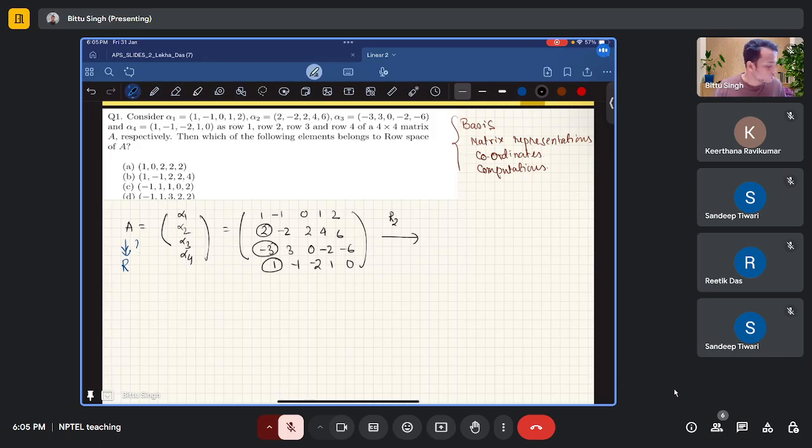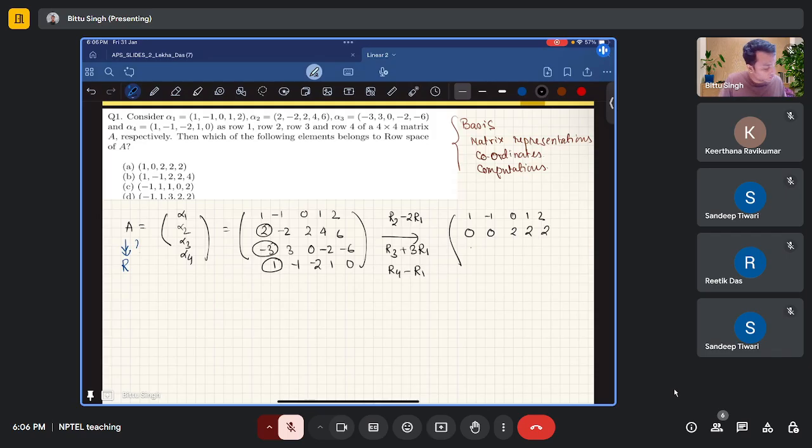For example, R2, the second row, minus 2 times R1. Similarly, the third row plus 3 times R1. And the fourth row will be R4 minus R1. If you apply those operations, the first row will be unchanged: 1, minus 1, 0, 1, 2. In the second row, the leading entry will now be 0. And after that, it is again 0, minus 2 plus 2, which is 0. This is 2 minus 0, which is 2. Then 4 minus 2, it is 2. 6 minus 2 times 2 means 4, which will be 2.